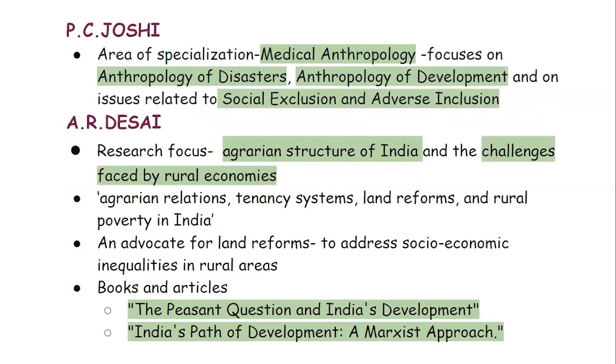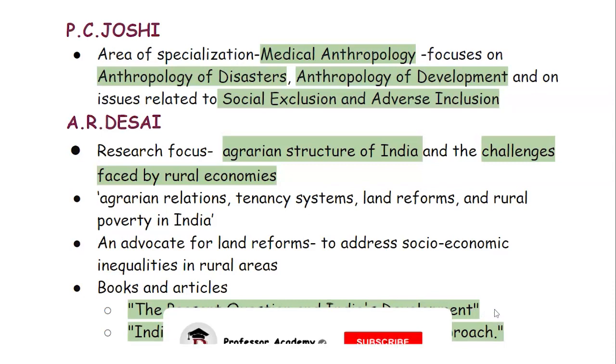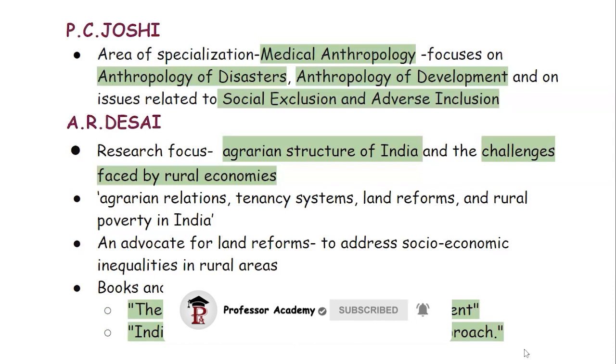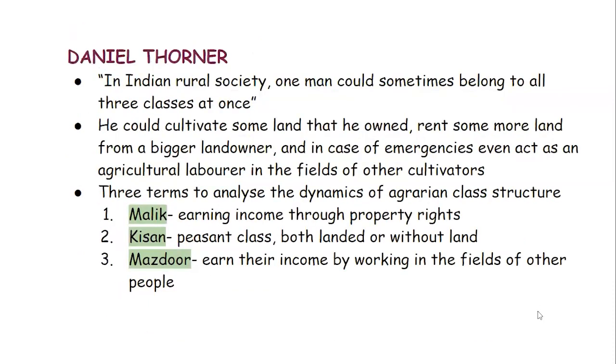And our second option is A.R. Desai. His research focused on understanding the agrarian structure of India and the challenges faced by rural economies. He conducted extensive research on agrarian relations, tenancy systems, land reforms, and rural poverty in India. A.R. Desai was an advocate for land reforms as a means to address socio-economic inequalities in rural areas. He authored several influential books and articles, including The Peasant Question and India's Path of Development, a Marxist Approach. I have only included two major books, so you have to remember these.